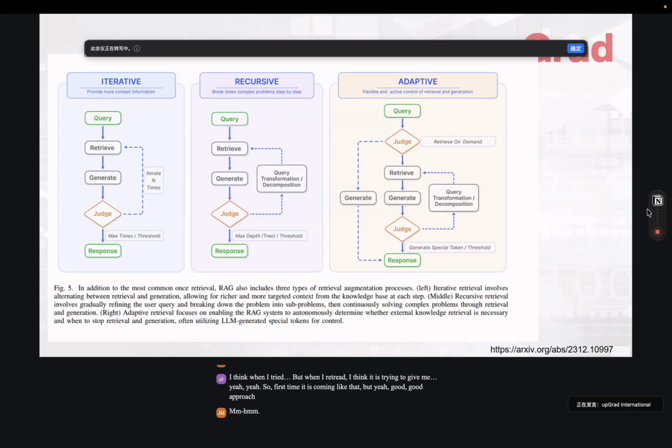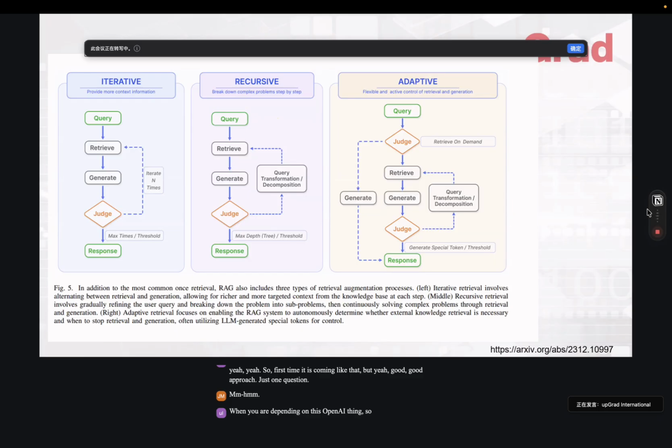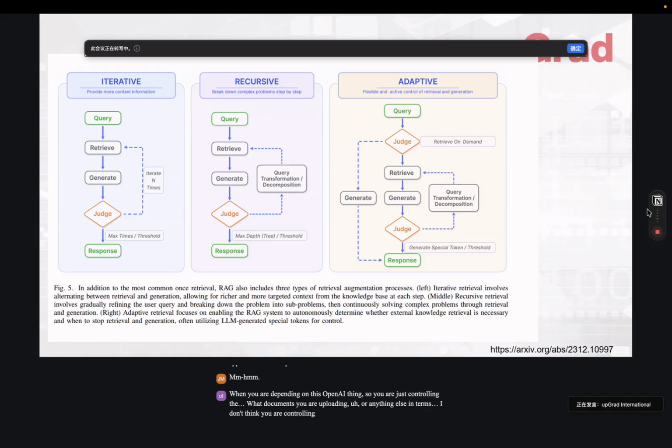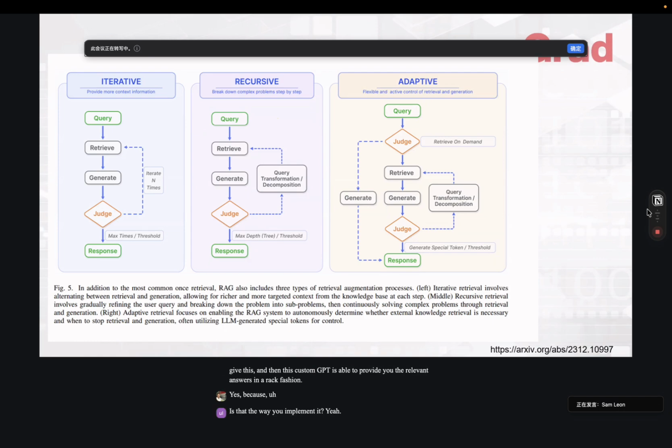Just one question: when you are depending on this OpenAI thing, you are just controlling what documents you are uploading, and I don't think you are controlling the storage and all that, right? So your job is to give this, and then this custom GPT is able to provide you the relevant answers in a RAG fashion. Is that the way you implemented? Yes, because I'm not retraining the LLM. Exactly, no fine-tuning, no training.